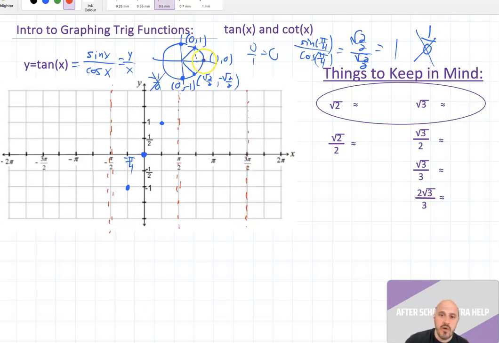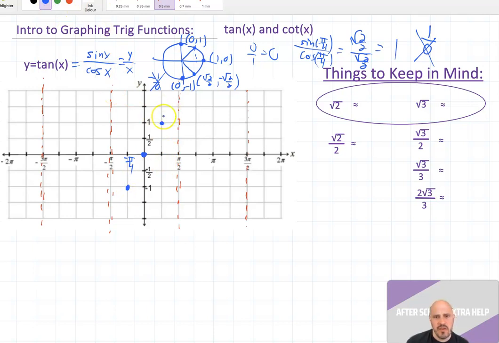How about if we went down to negative pi over 2, let's go all the way up to negative 3 pi over 2. Well, this was that first vertical asymptote that we got. So again, you'll see any odd multiple of pi over 2 is going to be a vertical asymptote. All right, so let's stay away from those.